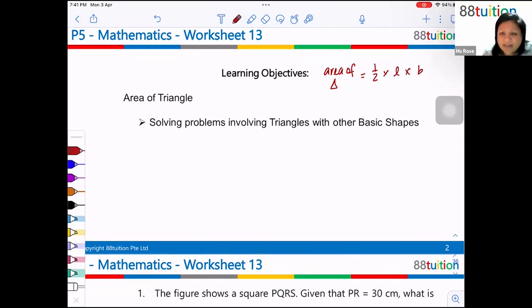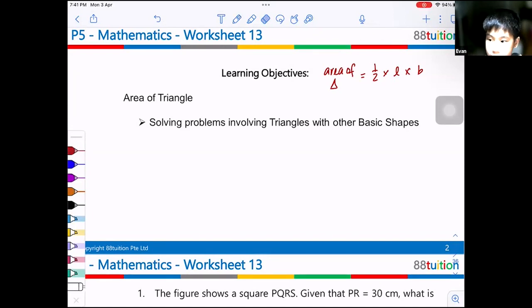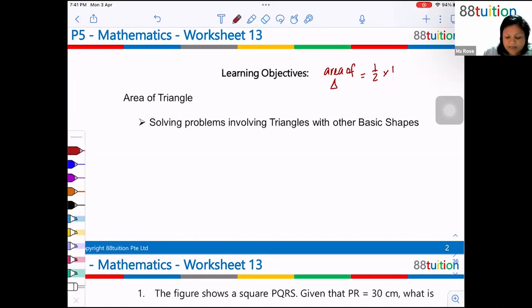Well, not quite, but for triangles, there's actually a special name for the length and a special name for the breadth. Anyone? Okay, Evan? It's half times base times height. Okay, that's more like it. So we call it half times base times height. Now, do you know why we got this area formula?